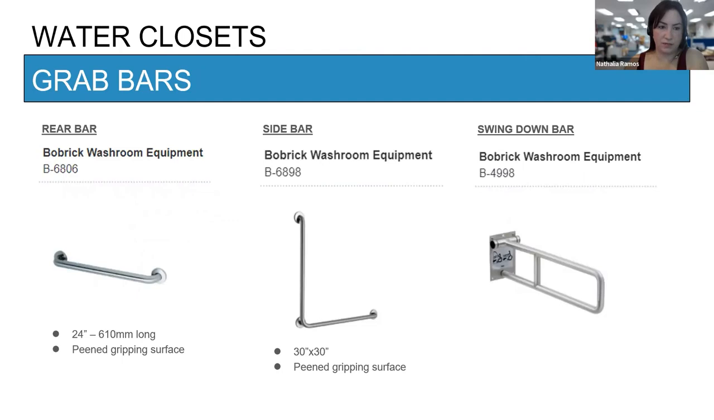So these are the most specified grab bars that we have from Bobrick. We have the B6806, the B6898, the L-shaped grab bar, and the swing-down, the B4998. We also have another diameter, this one is one and a half inches, and we also have the B5806, which is a one and a quarter inch diameter, and it's now acceptable by the code.